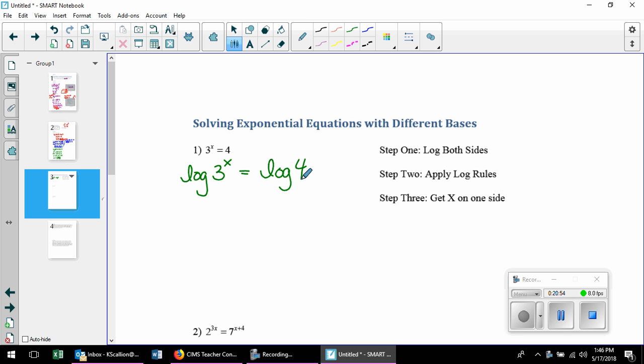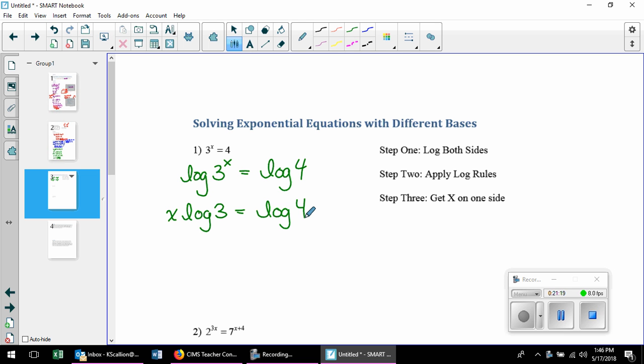What kind of logs did I add there? I added base 10 logs. There's something else I need to do. I've got to move the x in front. So now that they're all on the same level, I can start doing stuff.